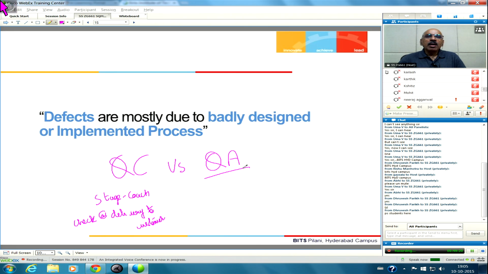So this is the whole concept of QC versus QA, and today most organizations emphasize QA. The culture of QC has gone. It is much before the 1980s, and it had its origin.